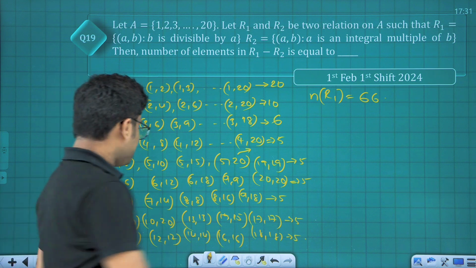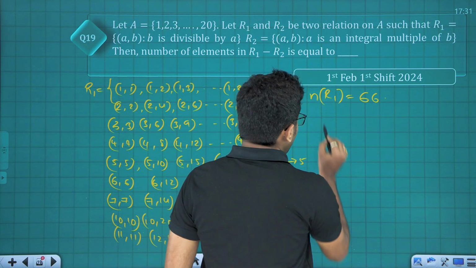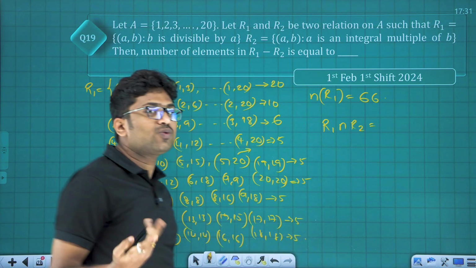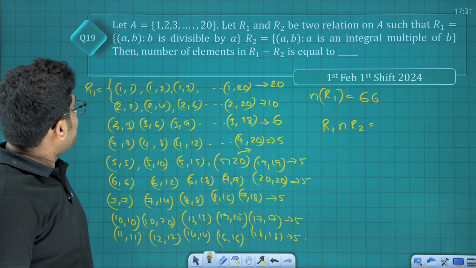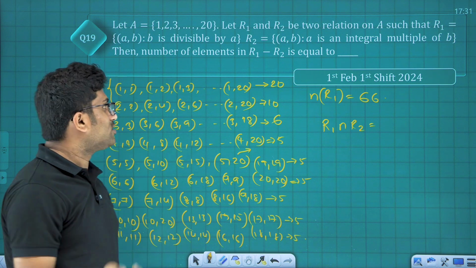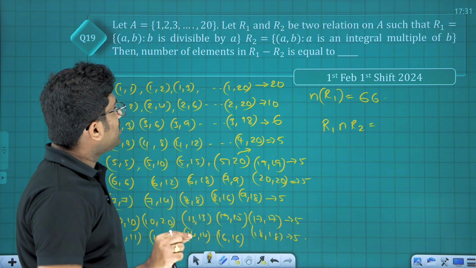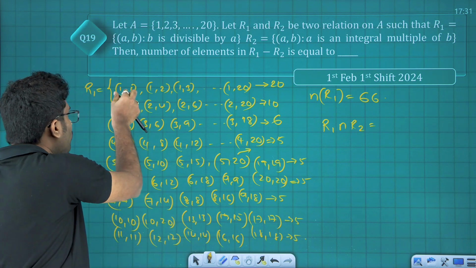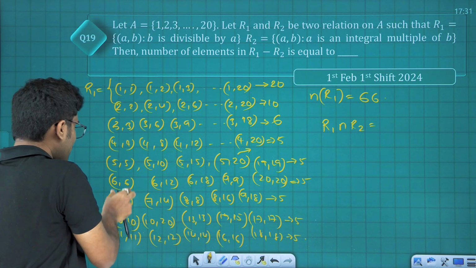We can do one thing. We'll find R1 intersection R2. What do you mean by R1 intersection R2? B is divisible by A, the element should be from this, and A should be an integral multiple of B. When will A be an integral multiple of B? Only 1, 1, 2, 2, 3, 3, 4, 4, 5, 5, 6, 6.